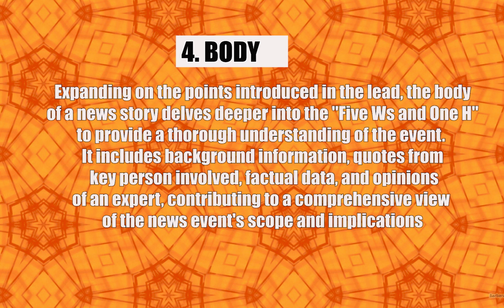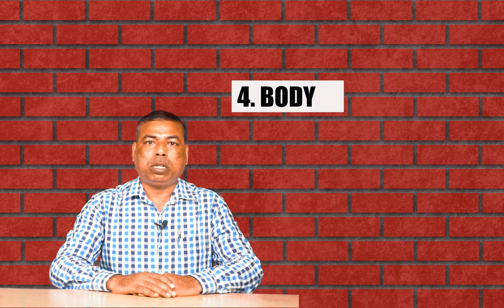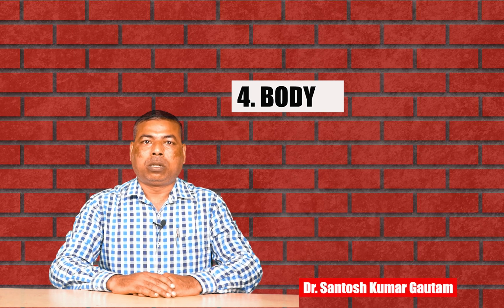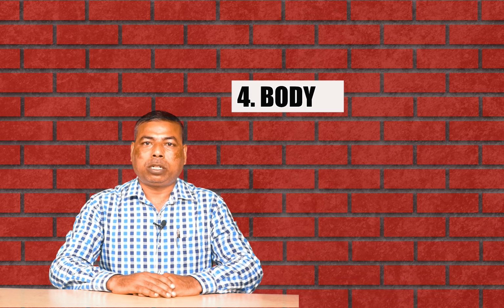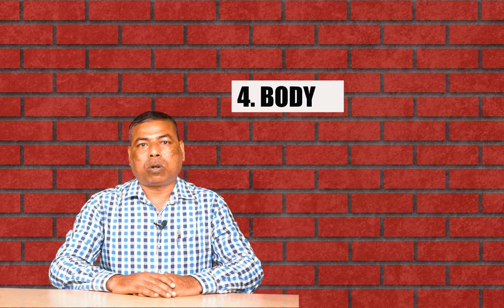It includes background information, quotes from key persons involved, factual data and opinion of an expert, contributing to a comprehensive view of the news events, scope and implications. The body follows an inverted pyramid structure with the most crucial information presented at the beginning of the news story, followed by additional details in descending order of importance. Information is organized into paragraphs or sections in decreasing order.